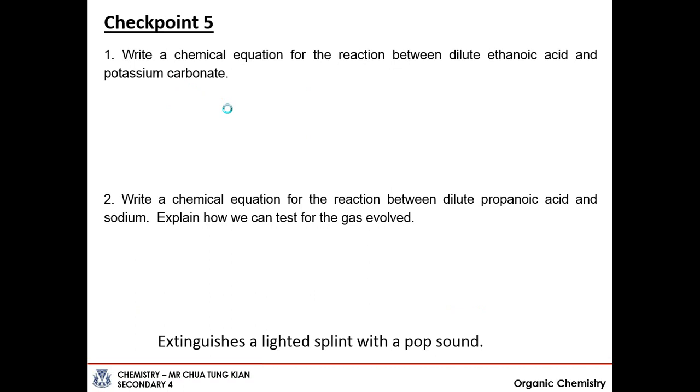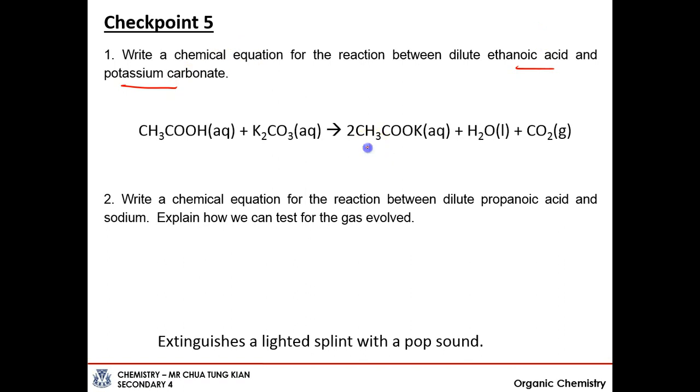Now let's try checkpoint 5, which consolidates the first 4 topics. And you can pause the video here, continue when you are done. Alright, checkpoint 5. Write the chemical equation for the reaction between dilute ethanoic acid and potassium carbonate. So this is a carbonate acid reaction. It will give you salt, water and carbon dioxide.